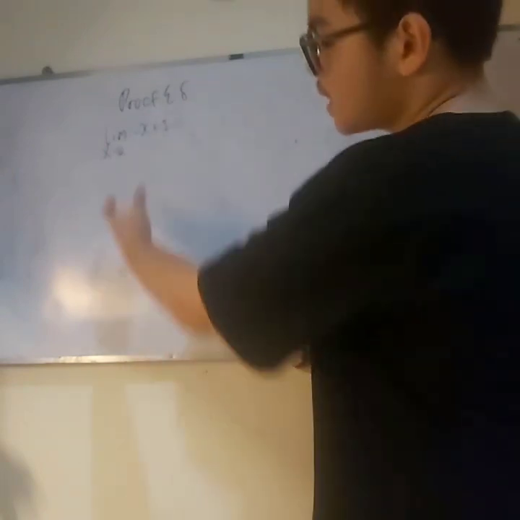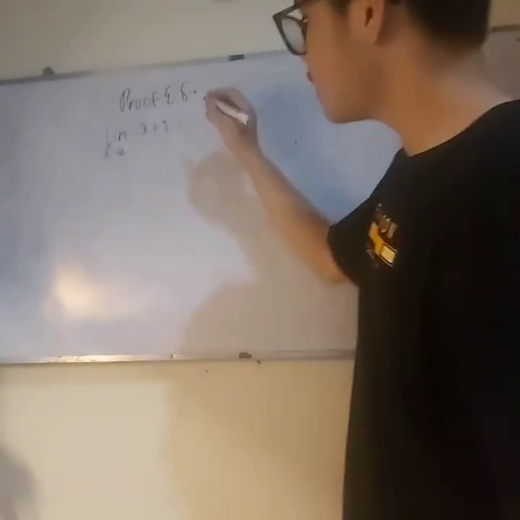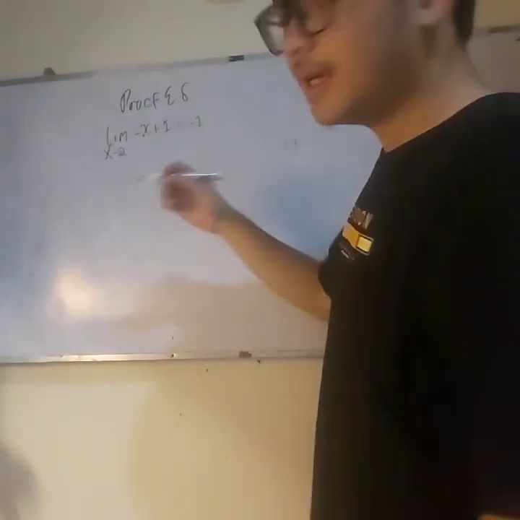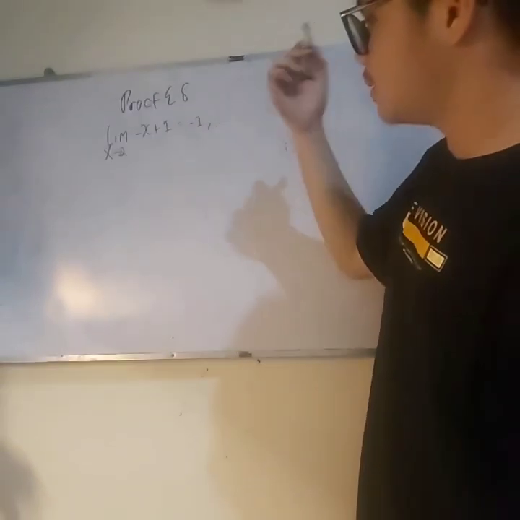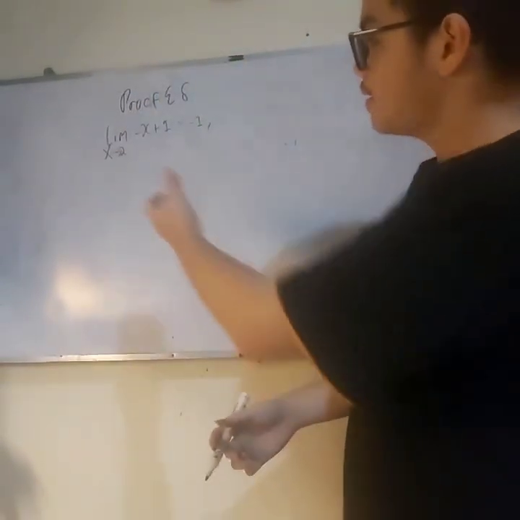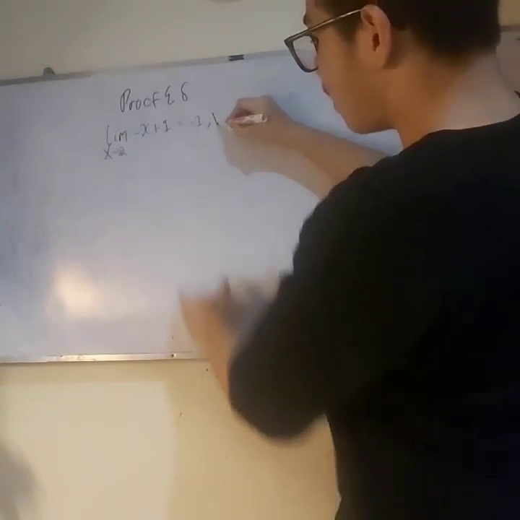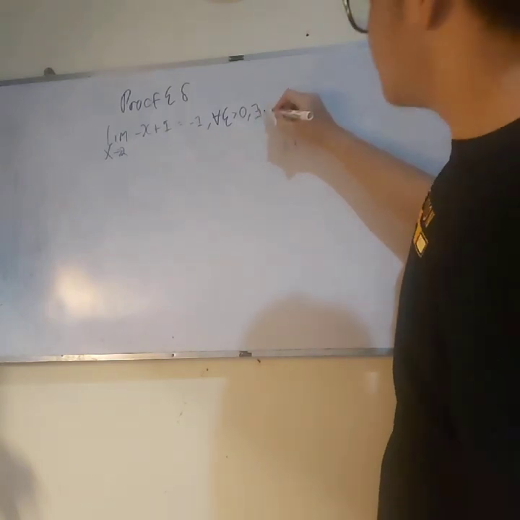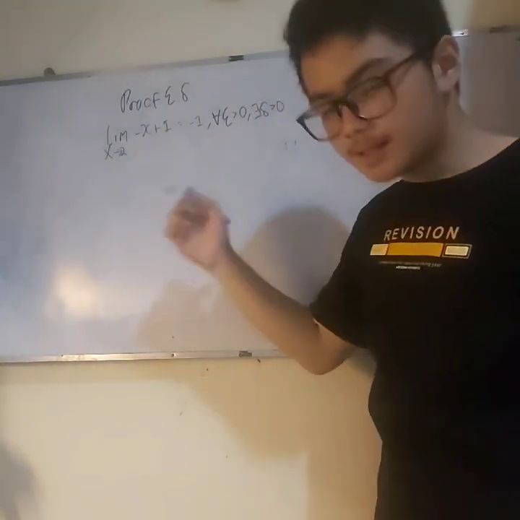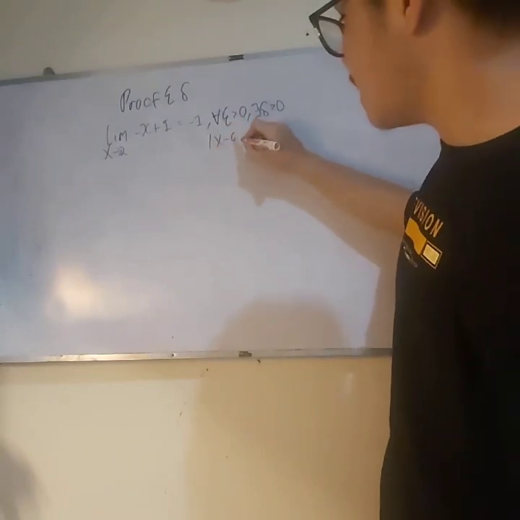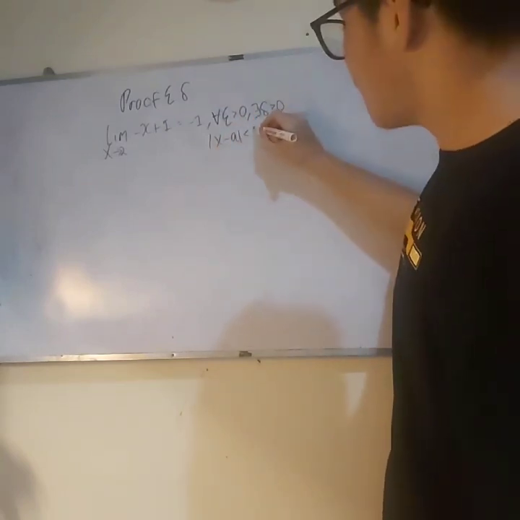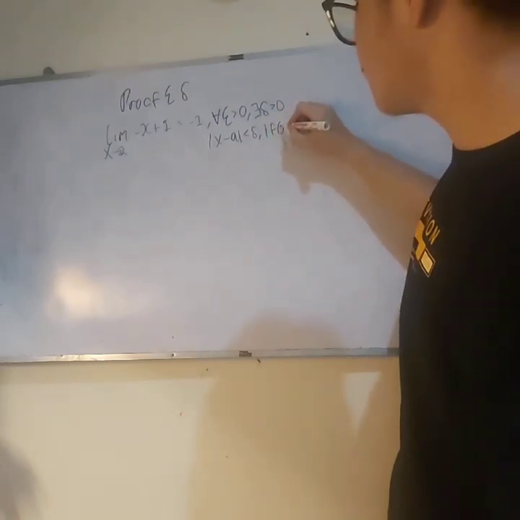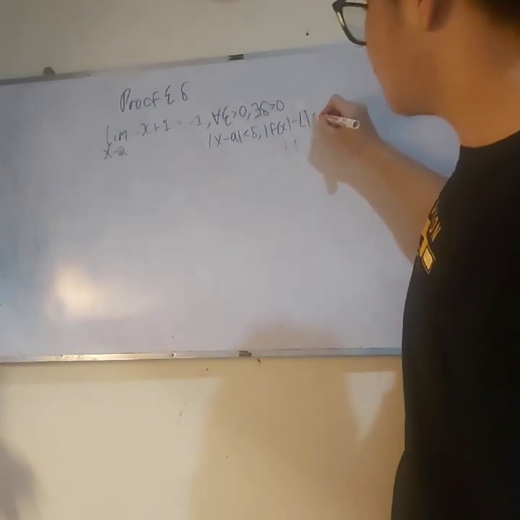is equal to, we know that we just input the value of 2 into x, we will have minus 1, right? Okay, but we have to prove it. So in that case, we have to define this, or this is the definition where for all epsilon greater than 0, there must exist at least delta greater than 0. That means the absolute value of x minus a is less than delta, and thus the absolute value of f of x minus L is less than epsilon.